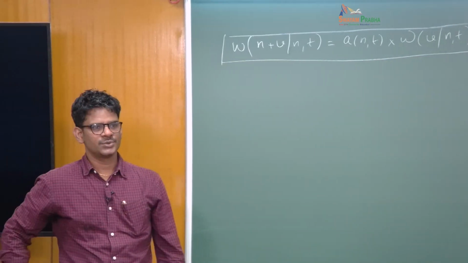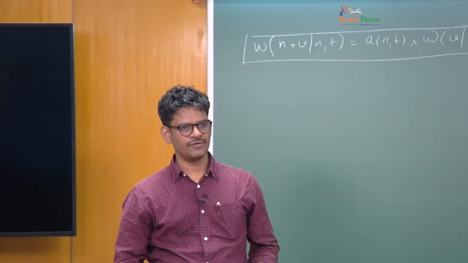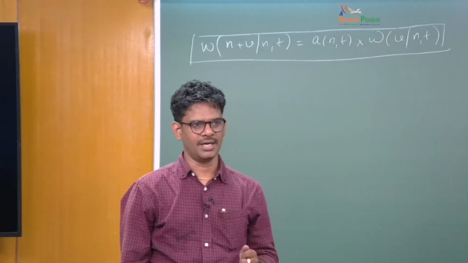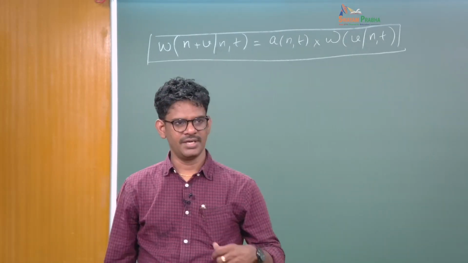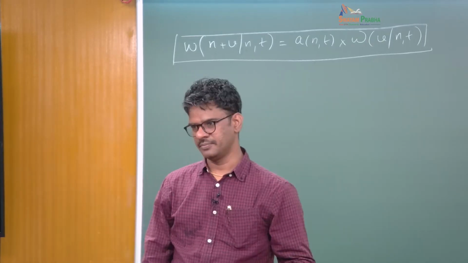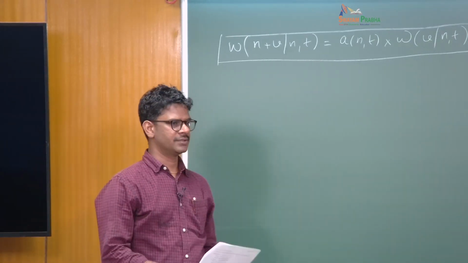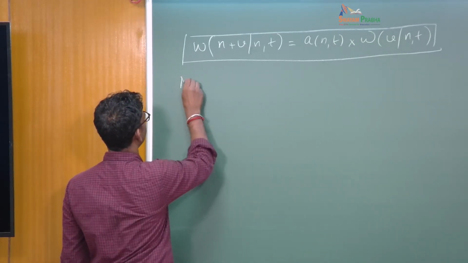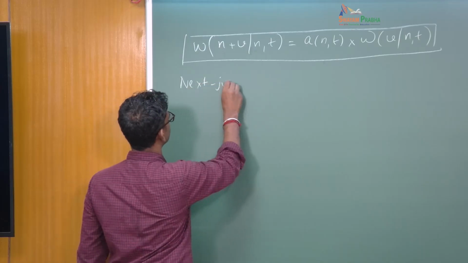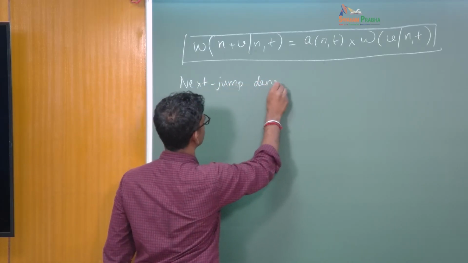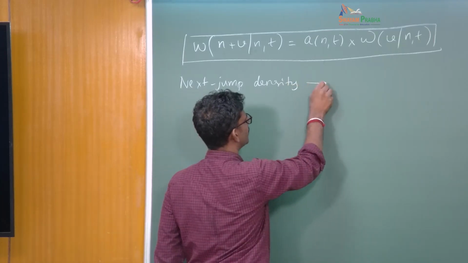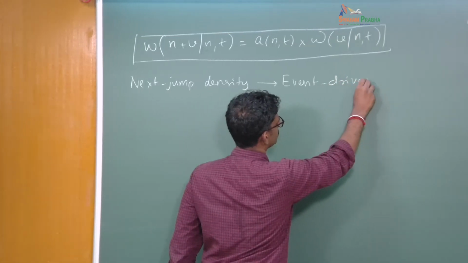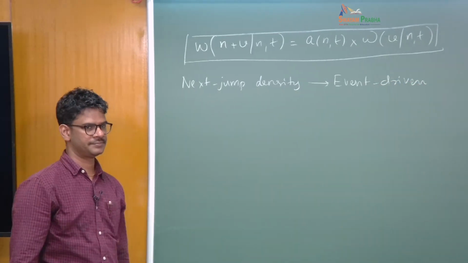Now, as we discussed in the last class, we try to reformulate this problem by asking what is the time at which the next event will happen. Okay, the next jump or the next event time has a particular distribution, right? So we talked about the next jump density. Basically here we are thinking about an event driven approach, so we are asking when the next event will happen.